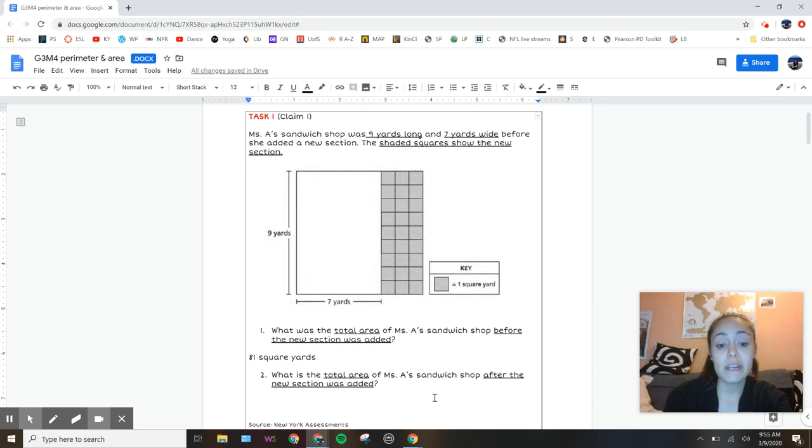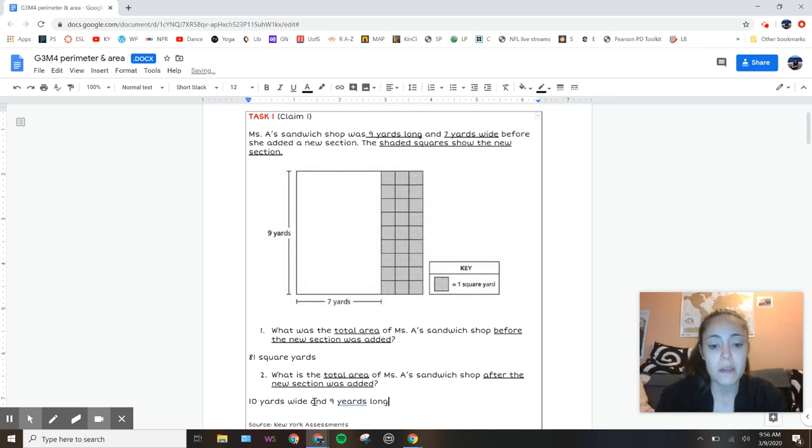Okay, so now we need to find the total area of the whole thing after the new section was added. My 9 yards stays the same. And over here, I know that this part is 7, so I need to do 7 plus 3. So I have 7, 8, 9, 10. So my yards wide would be 10 yards wide. If you need to, you can write it at the bottom. So I'm going to write 10 yards wide, and I'm going to keep my 9 yards long. So now I have 10 yards wide, 9 yards long.